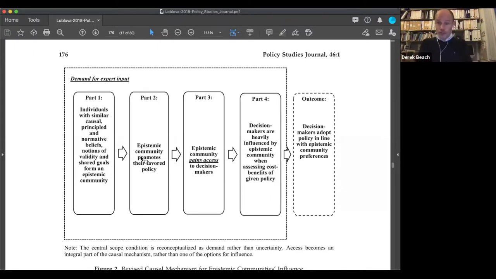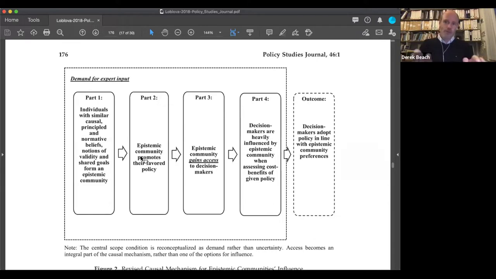Of course, if you look at this theory, you could say, well, there's a lot of holes here. There's a lot of things that you might want to know, like what are they actually doing to promote their favorite policy? How are you gaining access to decision makers? Those would be things that you'd maybe want to unpack in further research.